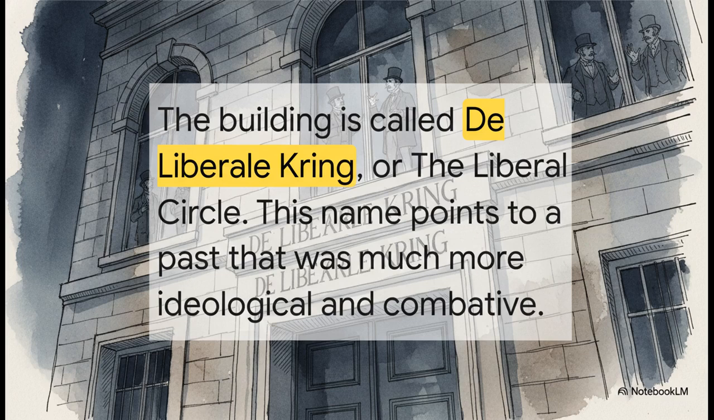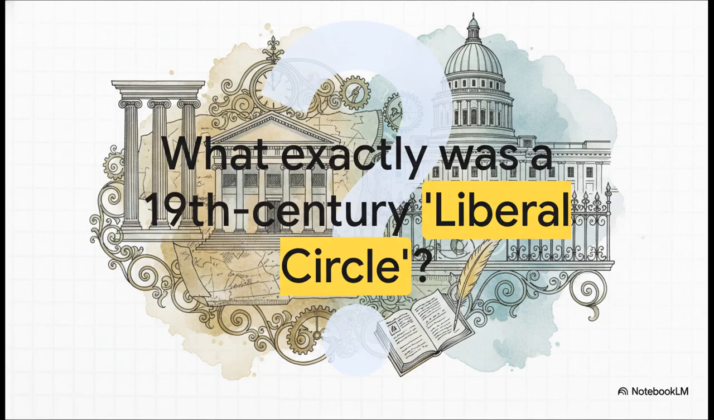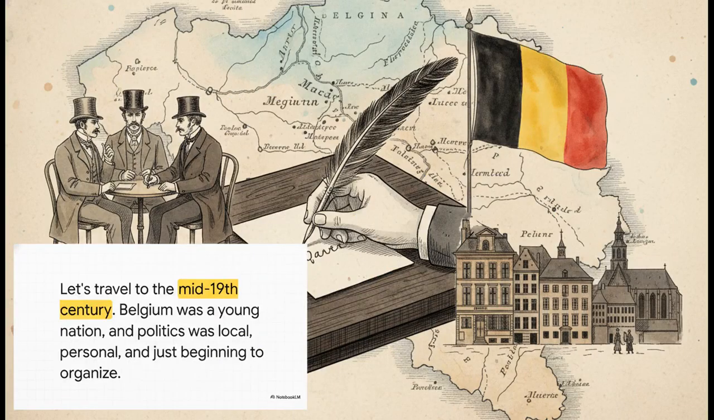Okay, let's get into it. That name is our key. It's our way in. It just begs the question, what in the world was a liberal circle way back when this building first went up? To figure that out, we need to understand what this place was originally built for. All right, let's jump in a time machine.